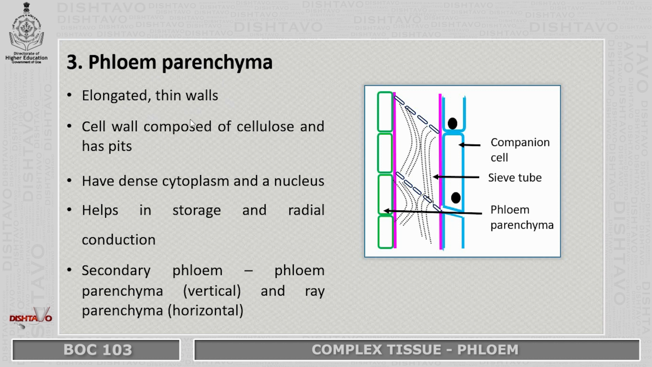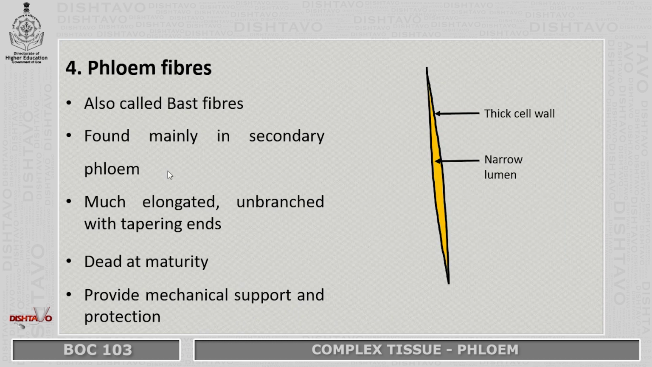The next component of phloem is phloem parenchyma. The cells are elongated and thin walled, made up of cellulose, and show the presence of pits. They have dense cytoplasm and a nucleus. They help in storage and radial conduction. In secondary phloem, you have the phloem parenchyma arranged vertically along the sieve tubes, and you have the ray parenchyma arranged in the horizontal direction.